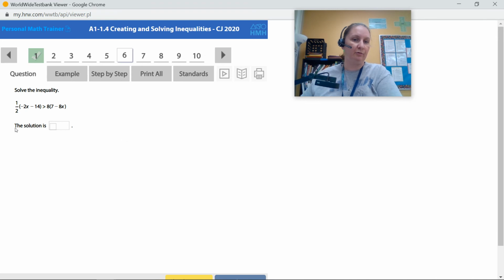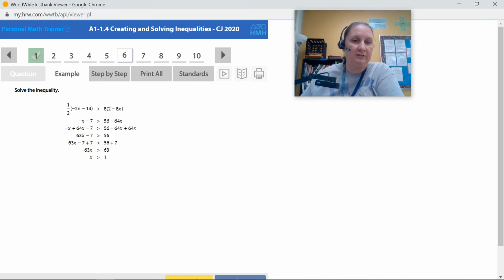And this is a problem where you're going to solve, so we'll look at an example. And again, you can switch onto the example anytime you get stuck, and then you can try again. So we have parentheses and something outside of them, so we're going to distribute. That's where 1/2 times -2 became negative x. 1/2 times -14 became -7 because 14 was negative, 1/2 was positive, so that's negative. 8 times 7 is 56. 8 times -8 is -64. So that's where they got that.